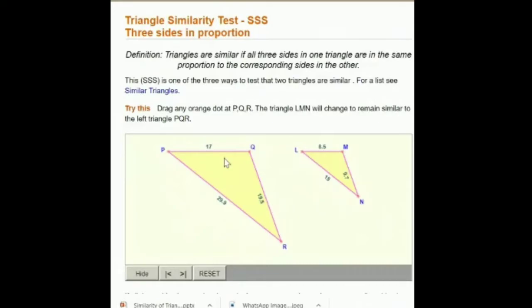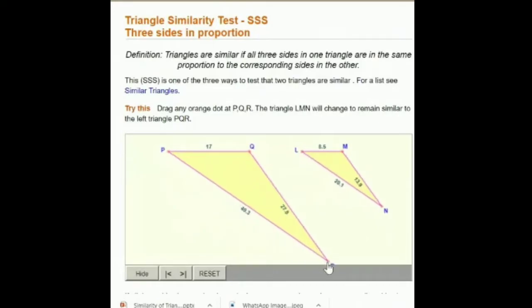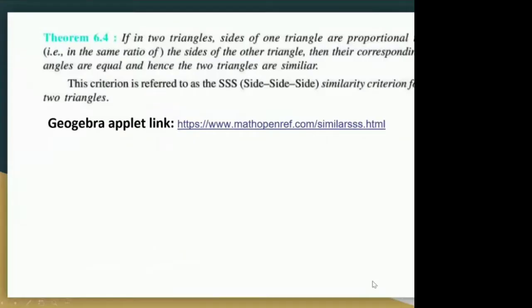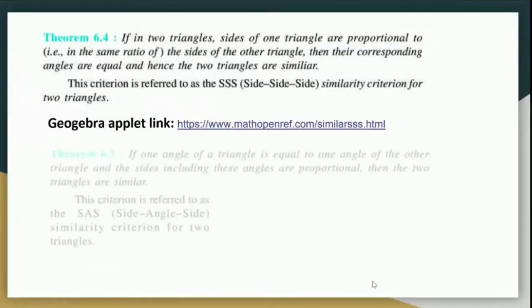So if this ratio is same, again, I just extend this, ensuring that the sides are changing. So this is 13.9, this is 27.8, ratio is 1 is to 2. This is 8.5, 17, ratio is 1 is to 2. 20.1 and 40.3, again the ratio is 1 is to 2. So then you can see that if I take a protractor and try to measure, the angles will remain the same. Come to the third criteria, the theorem 6.5.